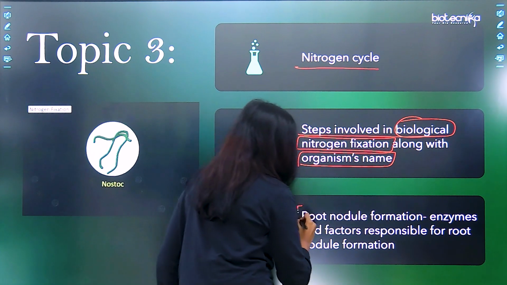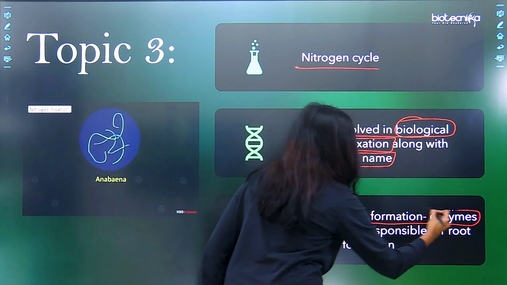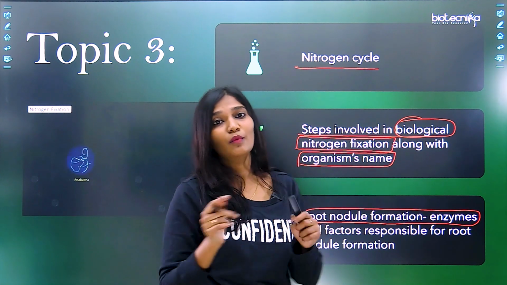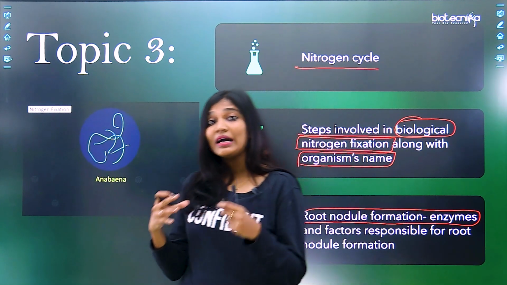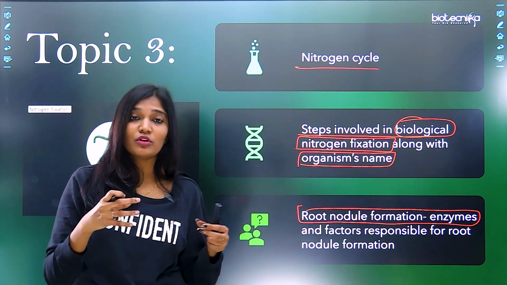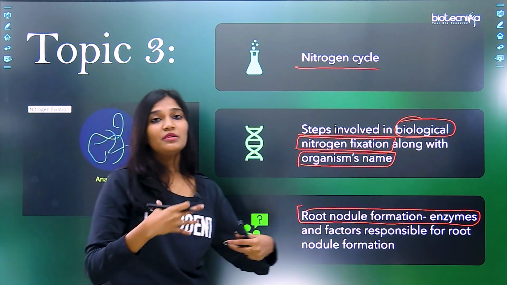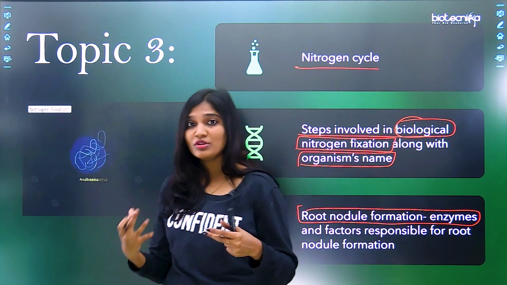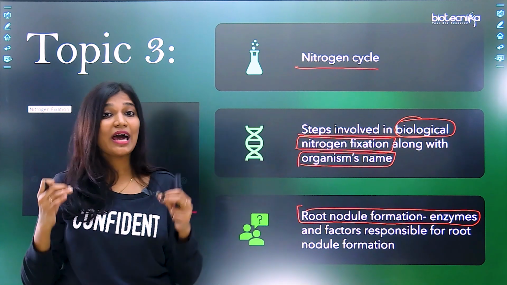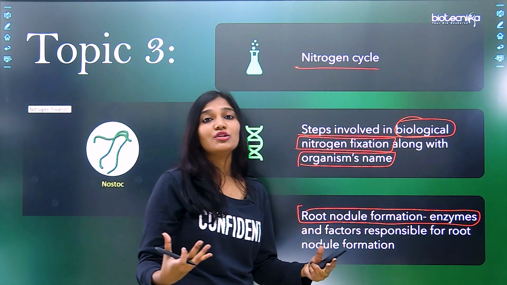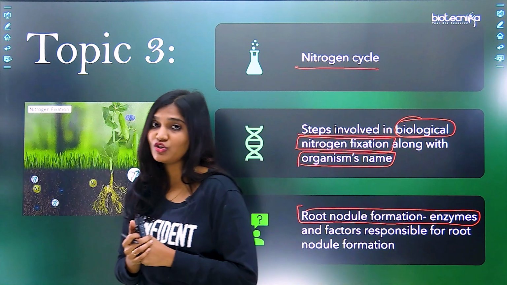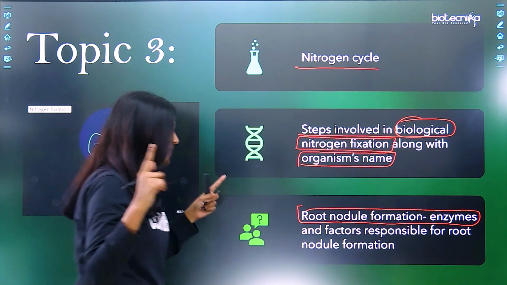The next one, root nodule formation. Yes, this is a very important question. It also has a correlation with hormones. Auxins and cytokinins are certain hormones which are responsible. We can say auxins are responsible for root initiation, and cytokinins are responsible for shoot initiation. These 2 hormones are also responsible for the formation of crown gall disease. So we'll be talking about Agrobacterium tumefaciens. You have to remember that one also.